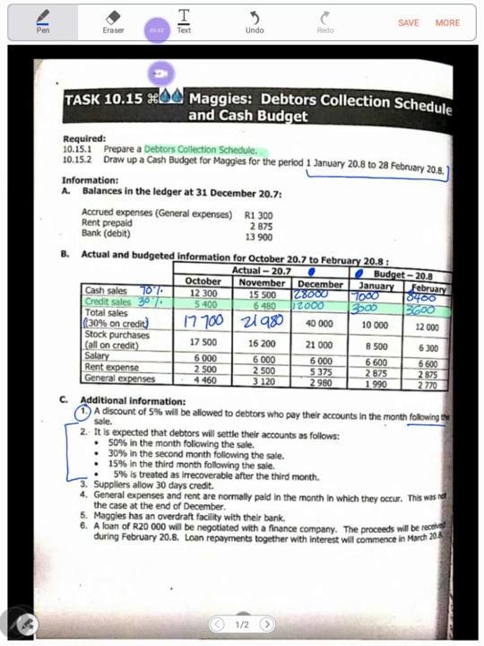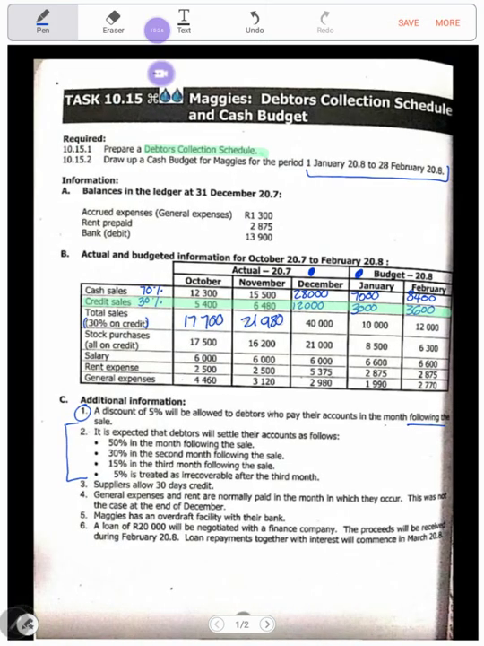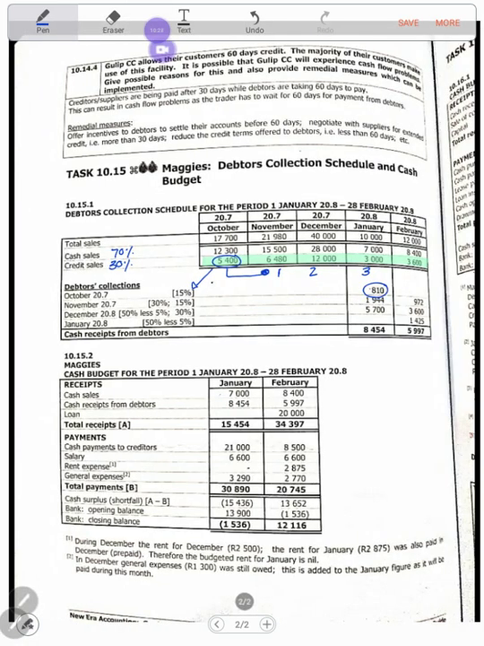15% will pay in the third month following the sale. Again, the sale happened in October. 1 month, 2 months, 3 months. Is this my budget period? Yes, it is. So I can work that out. So 5,400 multiplied by the 15% will show me how much money I will be receiving from the October credit sale in the month of January. Okay. Anything after the third month is treated as irrecoverable, so there will be no entry in February.